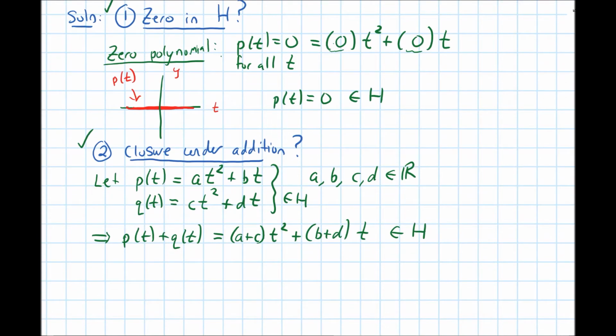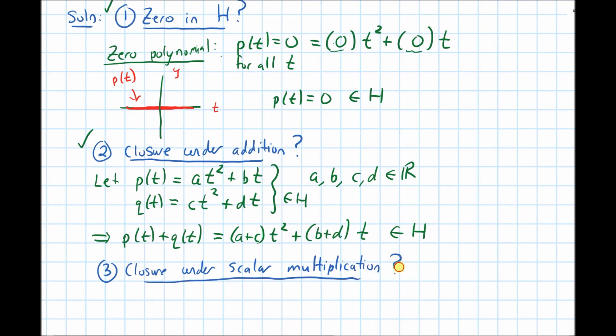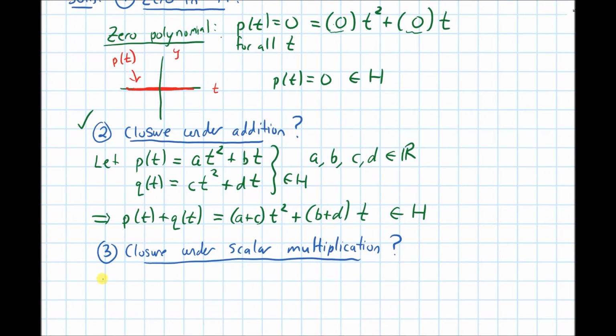So there's one property left to check, which is closure under scalar multiplication. So let's check this. To check this, I need to take an element in my set. So I'll call it P of t, because the elements are polynomials. So an element in my set looks like at squared plus bt, where the a and the b are reals. Okay, and then I need to take some arbitrary scalar. So I'm going to let c be that scalar. It's going to be an element of R.